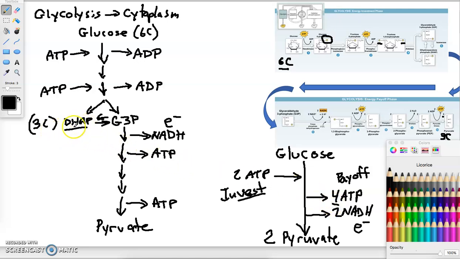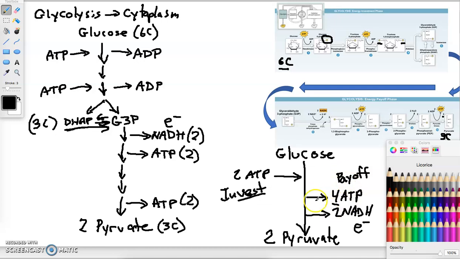Well, remember we have this DHAP. So it's at this point that the DHAP gets converted into G3P, glyceraldehyde 3-phosphate, and it goes through this pathway. So we have 2 molecules of pyruvate that are made. These molecules each have 3 carbon. And then we release an NADH and an ATP and another ATP. So in this case, 2, 2, and 2.